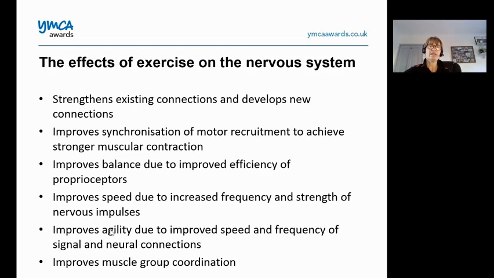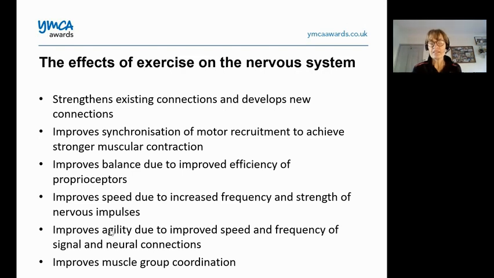So let's have a little look now at the effect of exercise on the nervous system. The more you repeat a certain action, the stronger the pathways and connections are going to be within your nervous system. So it's part of skill acquisition. The more you practice something, the more you get better at it because you're creating new connections, strengthening existing ones, and literally creating new connections between neurons within your nervous system.